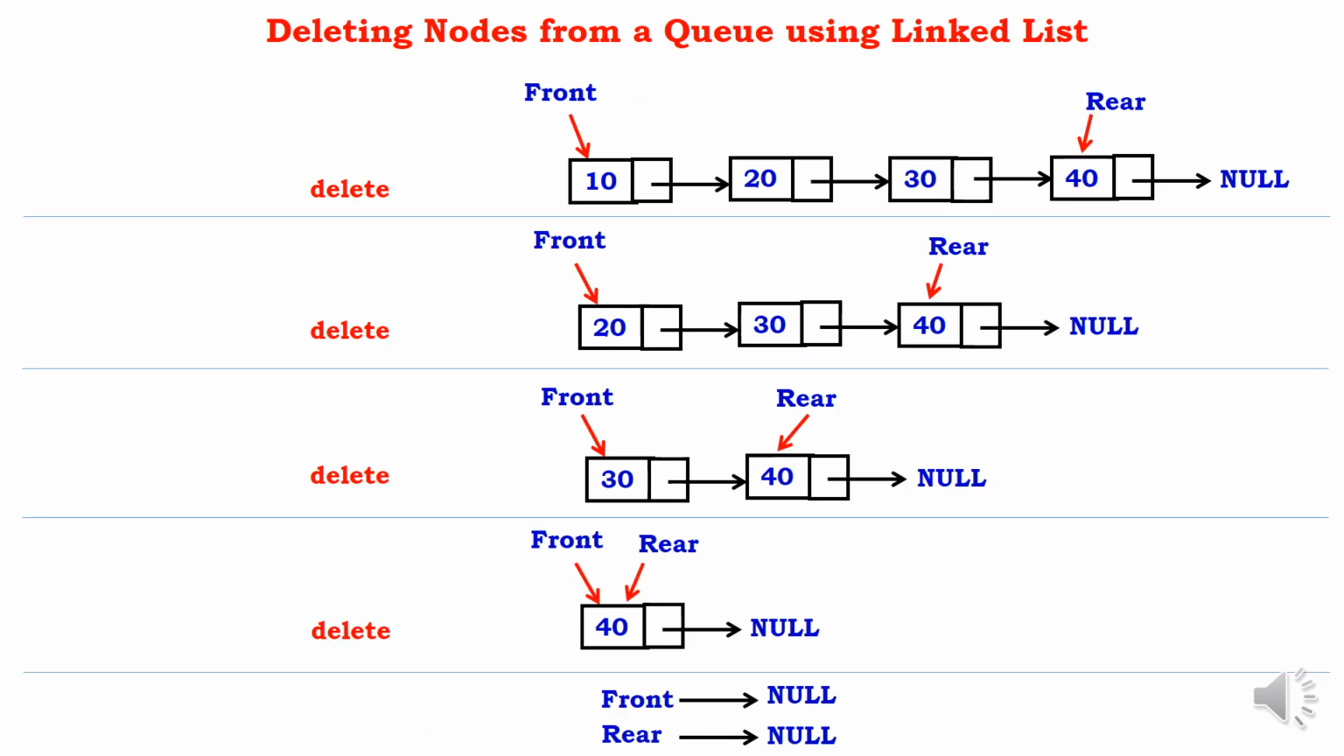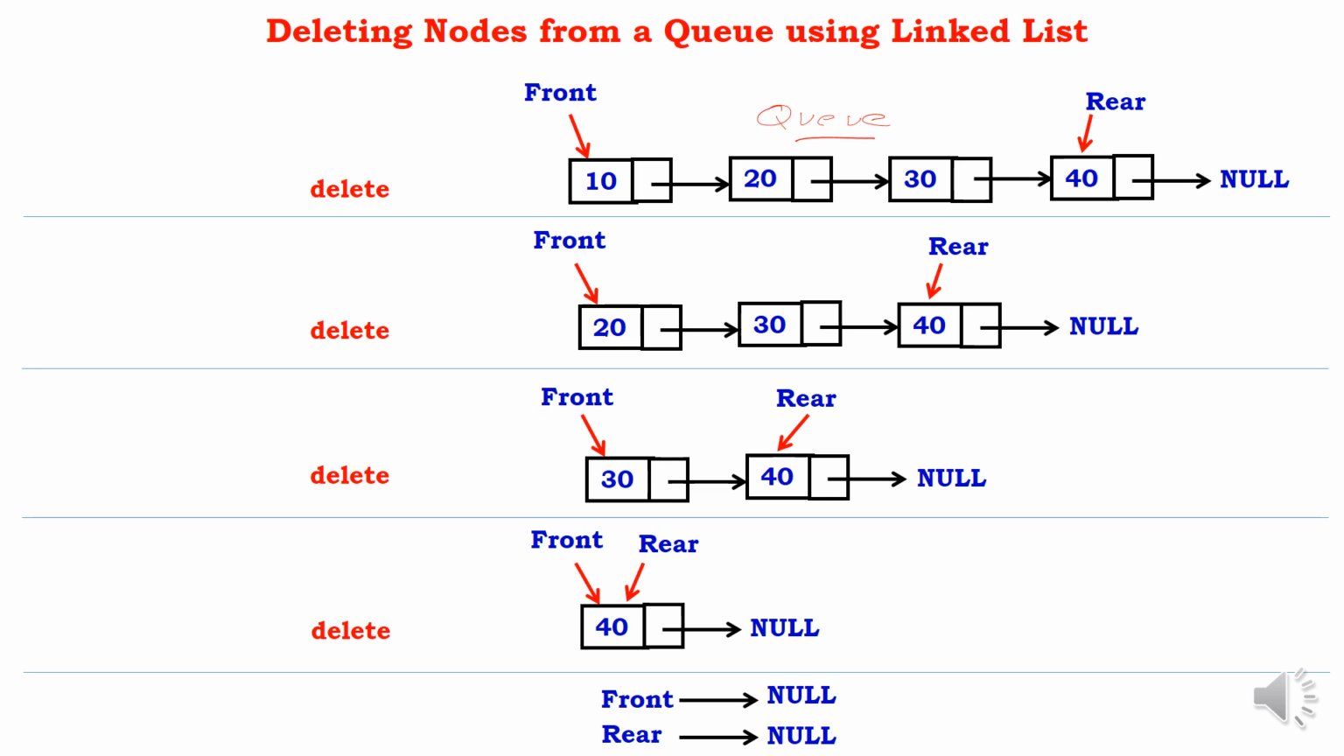Then deleting nodes from a queue in a linked list. Here we are assuming that a linked list is a queue. There is a linked list. There is a pointer pointing to first node which is said to be front. There is a pointer pointing to last node which is said to be rear. So this is a queue and that is a linked list. We are converting it as a queue because we are maintaining two ends to the list. It is having front end, it is having rear end.